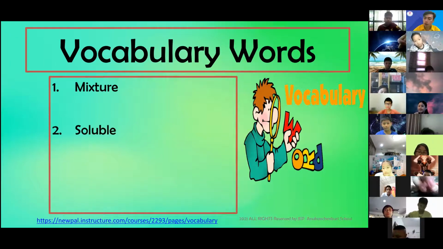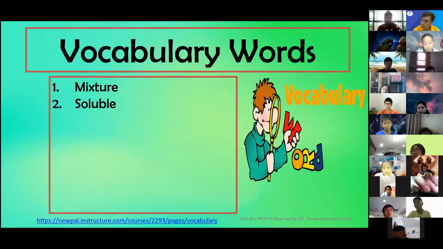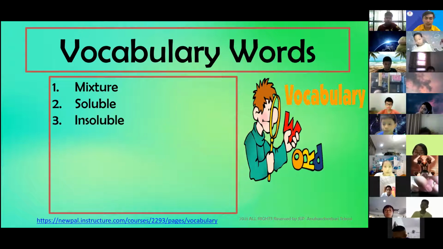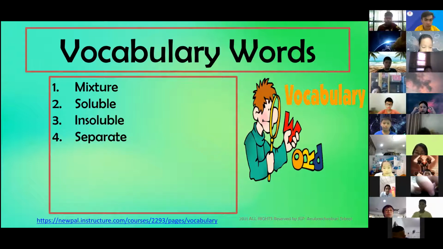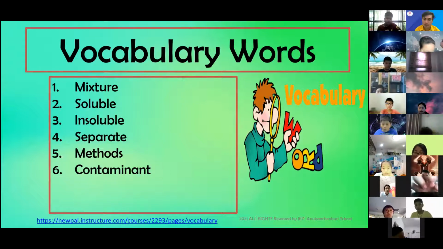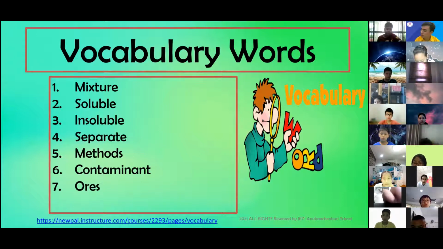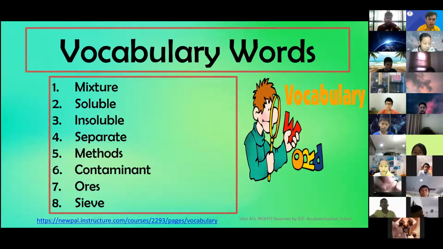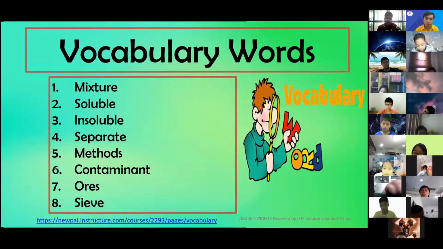Number two, soluble. Soluble. Number three, insoluble. Insoluble. Number four, separate. Separate. Number five, methods. Number six, contaminant. Number seven, ores. And the last one, sieve. Perfect. Okay, so let's study them one by one.